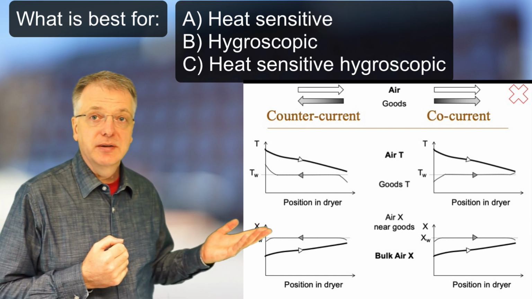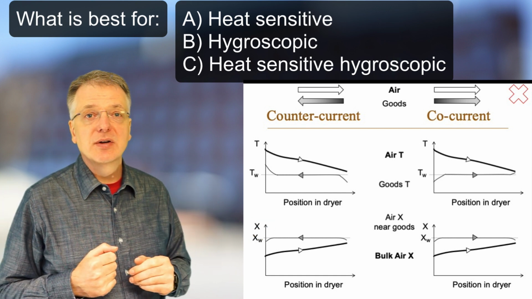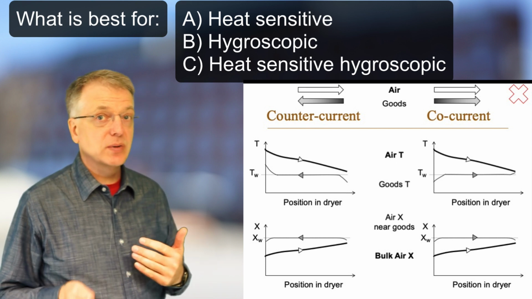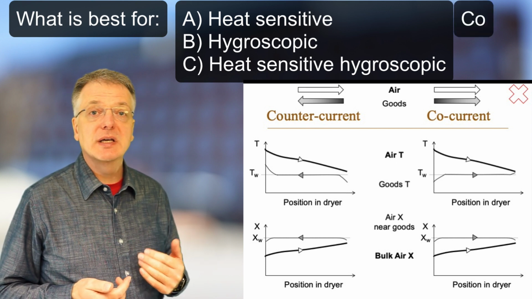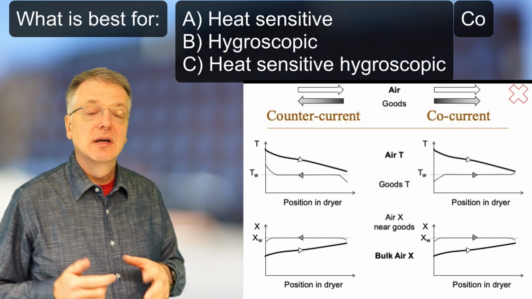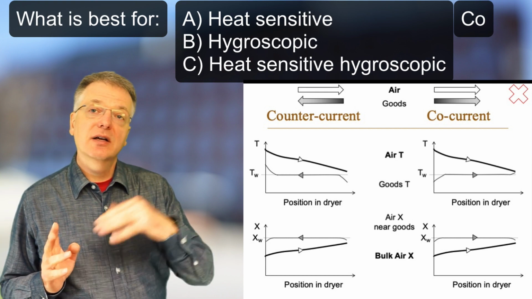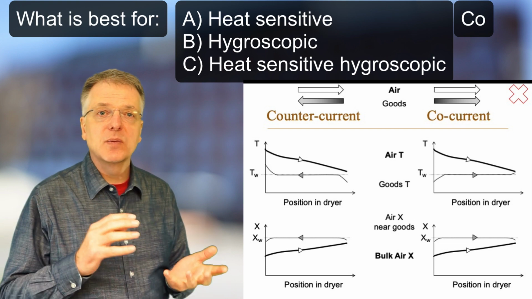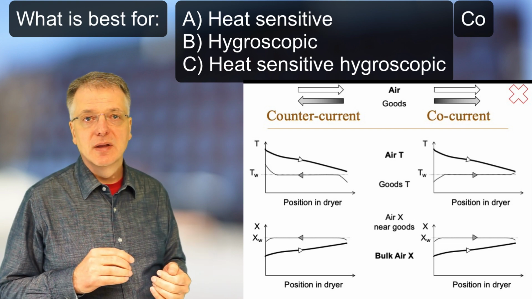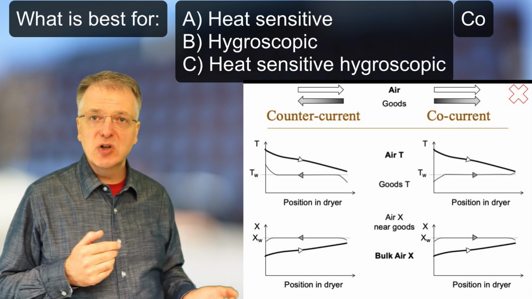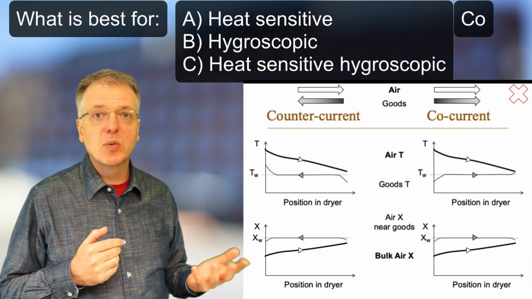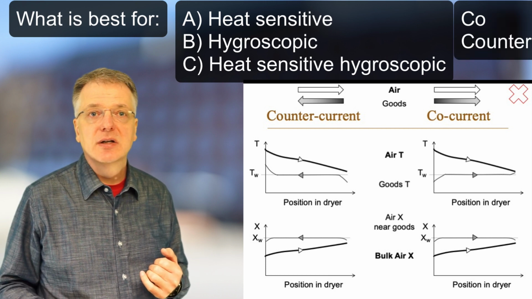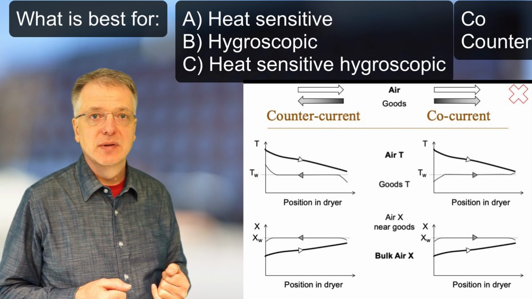In a counter-current dryer, the temperature of the material can reach higher temperatures than in a co-current dryer. A co-current dryer is therefore better for heat-sensitive materials. Note, however, that in a co-current dryer, the almost dry material is in contact with an air with high relative humidity. So if you have a hygroscopic material that you want to dry to low water contents, a counter-current dryer is thus better than a co-current dryer.